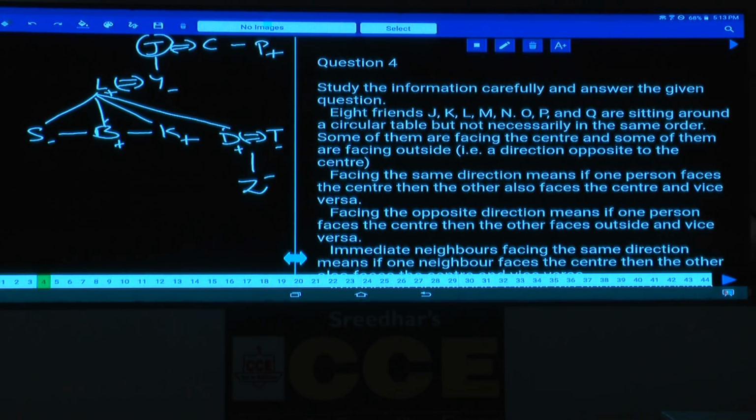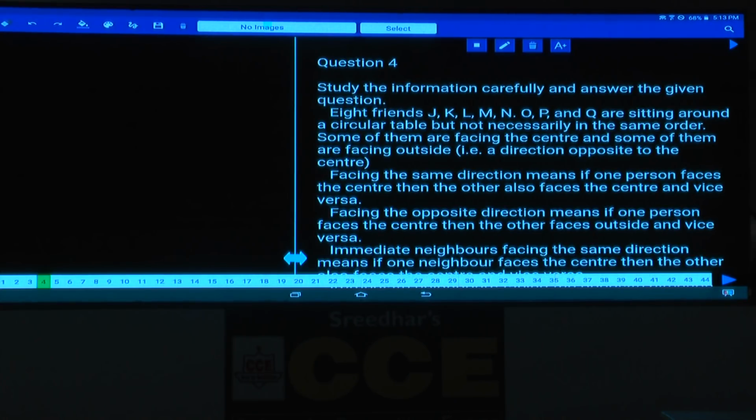Then question number 4 onwards, 4 to 8. 8 friends J, K, L, M, N, O, P, Q are seated around a circular table but not necessarily in the same order, and some of them are facing the center and some of them are away from the center. 8 persons seated around a circular table, some inward and some outward is given.